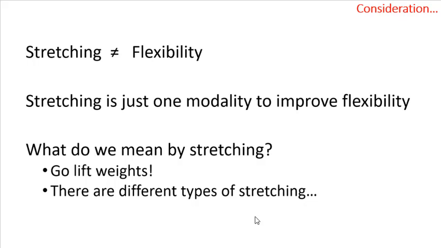So just for your consideration, stretching is not flexibility, right? Stretching is a modality to improve flexibility, but flexibility is basically what range of motion you have at the joint. Can you move? Can the tissues extend? And stretching is the modality.